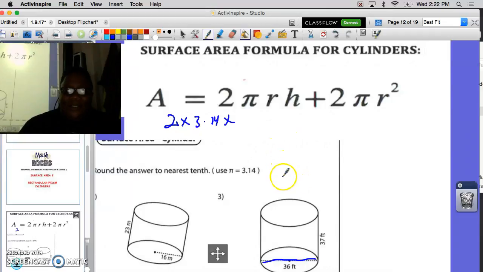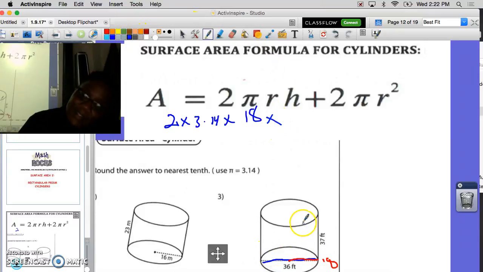All right. So half of 36, subconscious says, is 18. So I will multiply that by 18. If the diameter is 36, the radius, the halfway mark, is 18. And then I can multiply that with the height, as you can see, is 37.